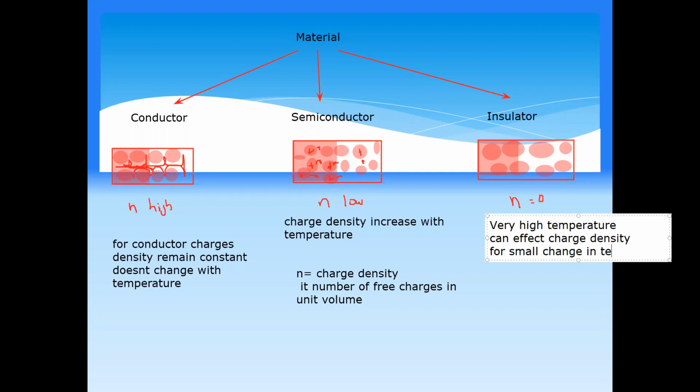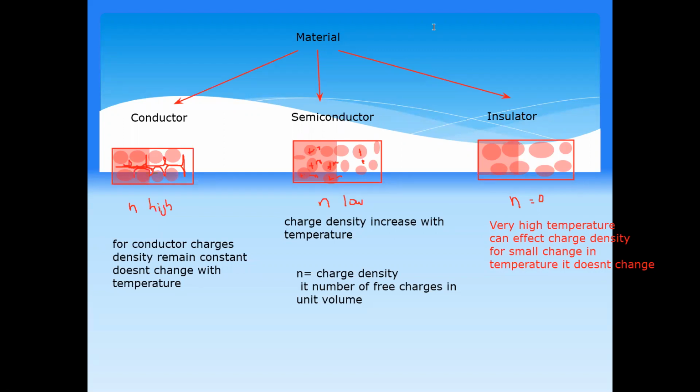So for a small change in temperature, it does not change, it remains constant. So this is the effect of temperature on the charge density. For metal, it is constant. For insulator, very high temperature can affect, otherwise a small change in temperature does not affect the charge density. For semiconductor, it is affected by increase in temperature. More atoms tend to lose their electrons, so the charge density increases.